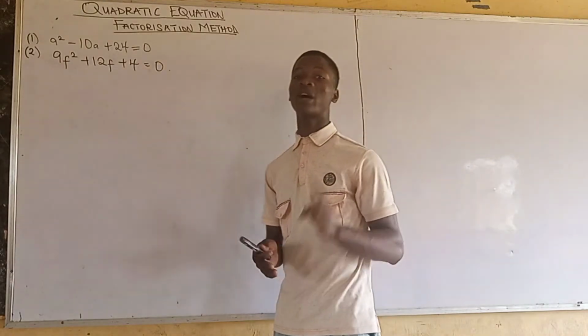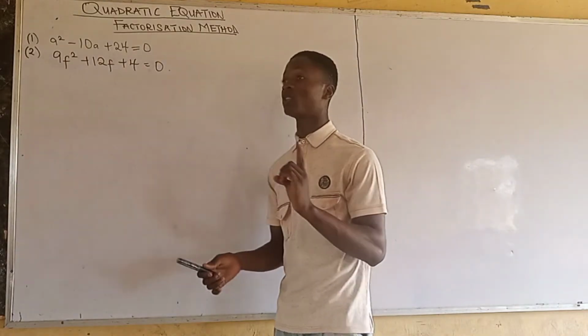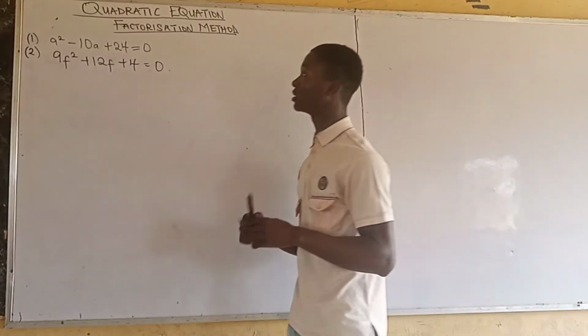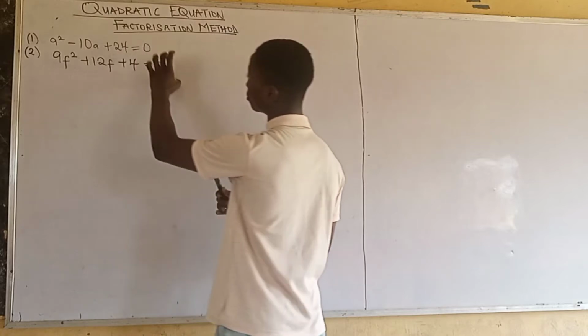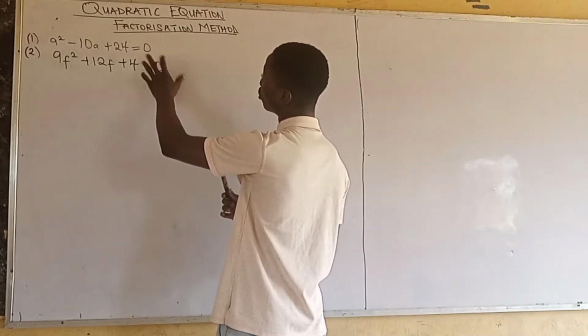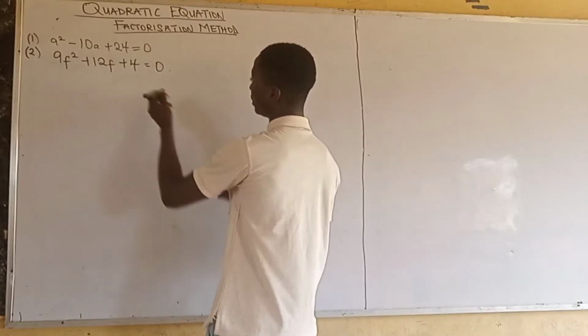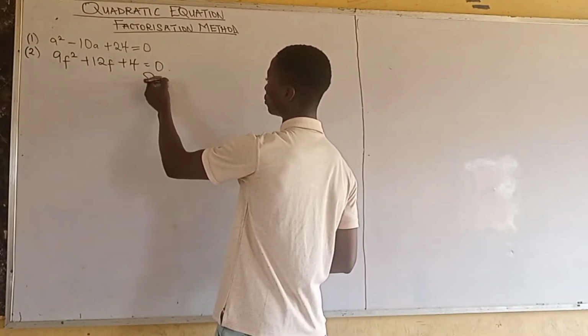So today we'll be talking about quadratic equations, and we'll be focusing on the factorization method, because in quadratic equations we have four methods: the factorization method, the completing the square method, the formula method, and the graphical method. These are some particular questions on quadratic equations, and we'll be using the factorization method to solve them. Now let's start with the first one.